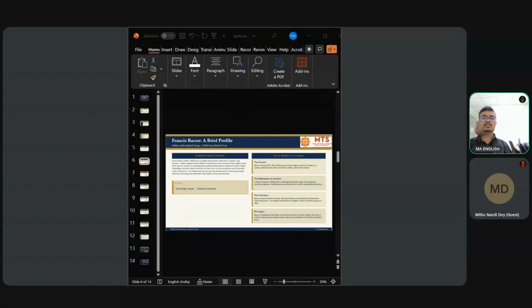Okay, as a philosopher of science, he wrote Novum Organum, I may not be that great in the pronunciation of this word, that was published in 1620.